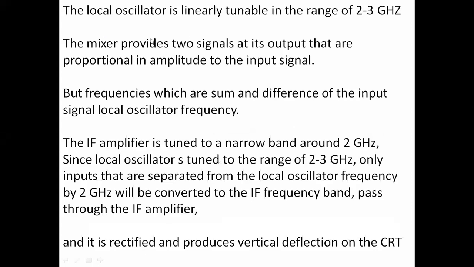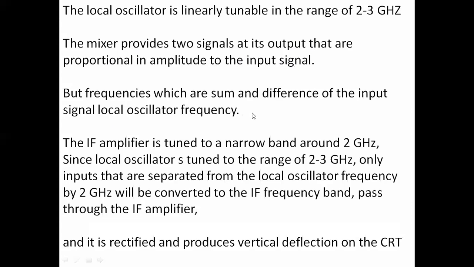The same is written here. The local oscillator is electrically tunable in the range of 2 to 3 gigahertz. The mixer provides two signals at its output that are proportional in amplitude to the input signal, and whose frequencies are the sum and difference of the input signal and local oscillator frequency. So the mixer produces two signals, the sum and the difference of the input signal and local oscillator frequency.